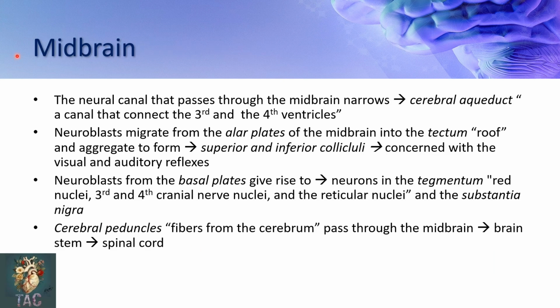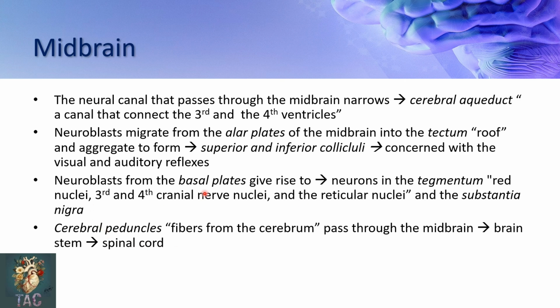In the region of the midbrain, the neural canal that passes through the midbrain narrows, and the cerebral aqueduct is the canal of the midbrain. It connects the third ventricle to the fourth ventricle. Neuroblasts migrate from the alar plate of the midbrain into the tectum, that is forming the roof, and aggregate to form the superior and inferior colliculi. So these are the sensory nuclei which are concerned with visual and auditory reflexes. These are derived from the alar plates in the area of the midbrain.